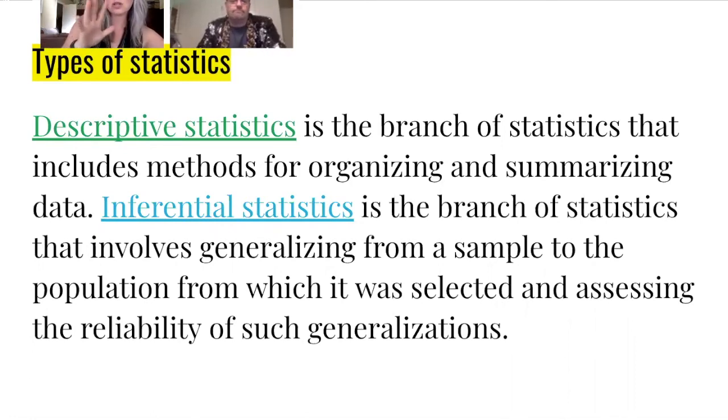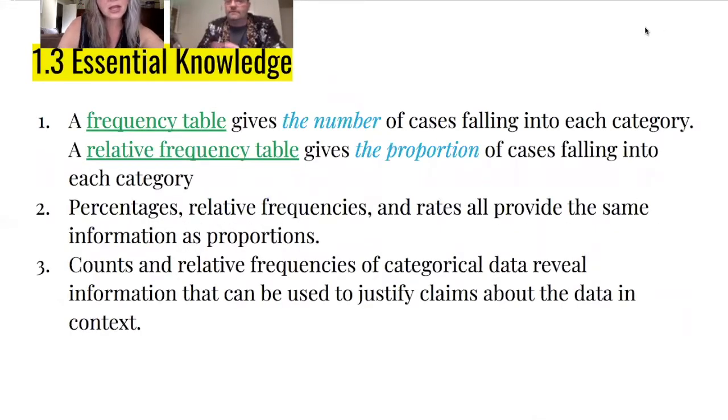So just a visual understanding of kind of what's going on here, okay? Descriptive statistics is what you'll see all the time in newspapers and articles. Inferential statistics is what scientists and engineers do to make a decision. Exactly right. So we're going to go over some quick essential knowledge here.